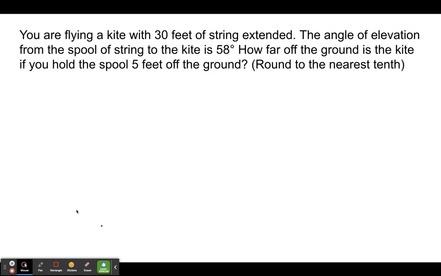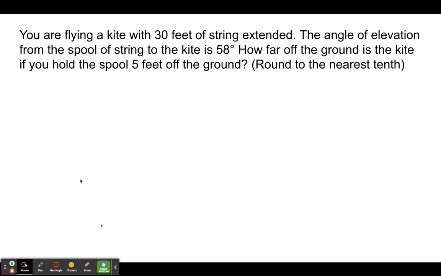All right, example number 2. You are flying a kite with 30 feet of string extended. The angle of elevation from the spool of string to the kite is 58 degrees. How far off the ground is the kite if you're holding the spool 5 feet off the ground?